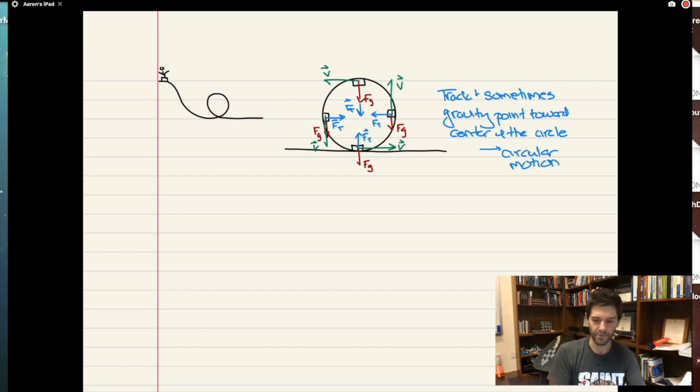Since the amount of force pointing towards the center, and therefore the acceleration experienced towards the center, is not uniform, this is not uniform circular motion, but it is nonetheless circular motion.